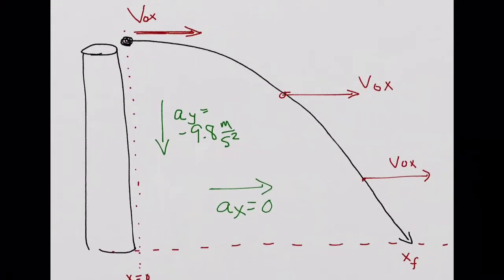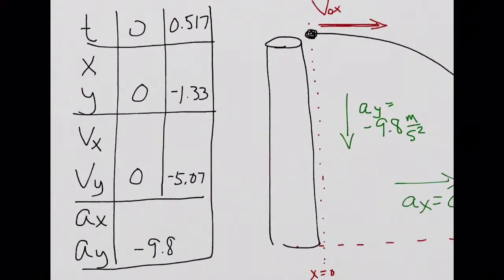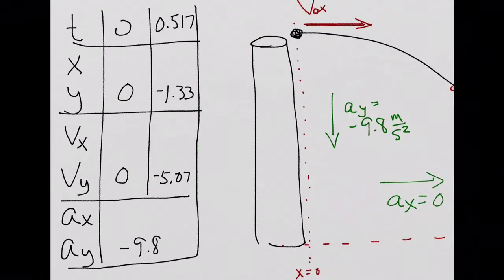What else do I know? Well, in the x direction, I've defined my axis so that I start at x equals 0. I know there's no acceleration. I don't know what the velocity is, but I know it's the same. So over here, I start with a position of 0. I have a velocity of v0x. I have a final velocity of v0x. And I have no acceleration. Now I also don't know my final position in the x value in the horizontal direction as I fall. So there's two things I don't know.